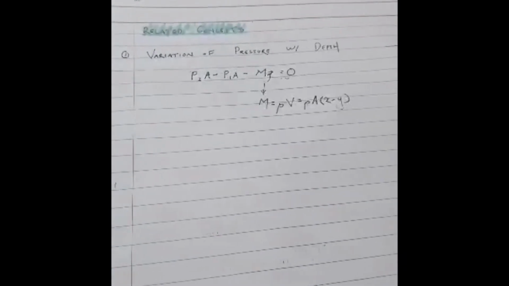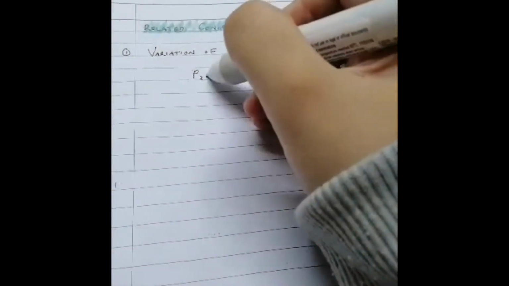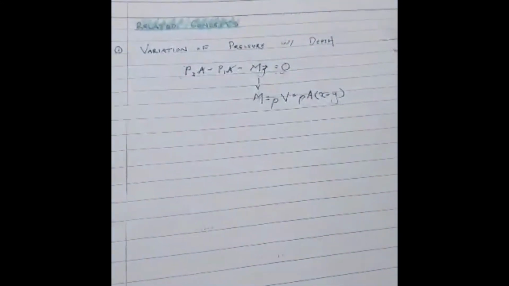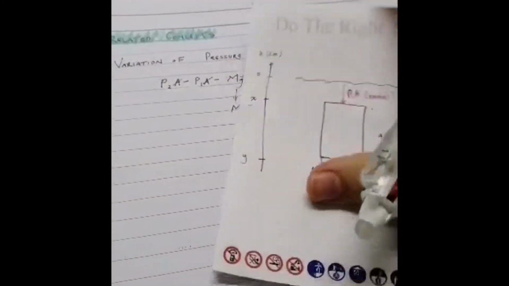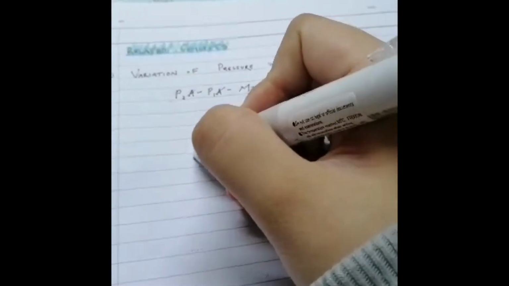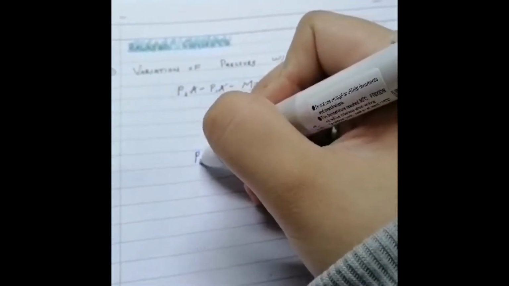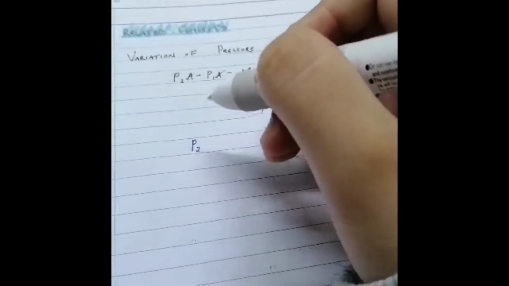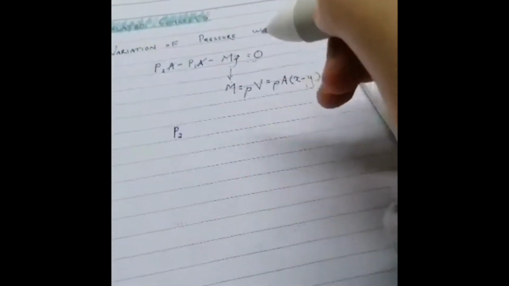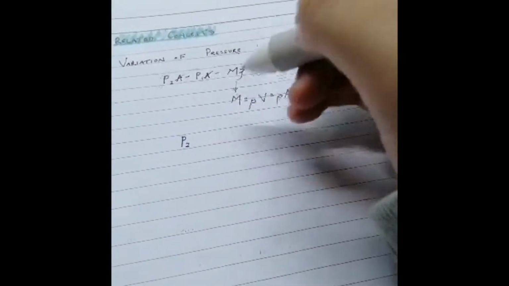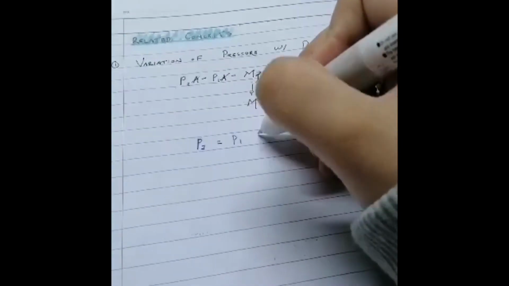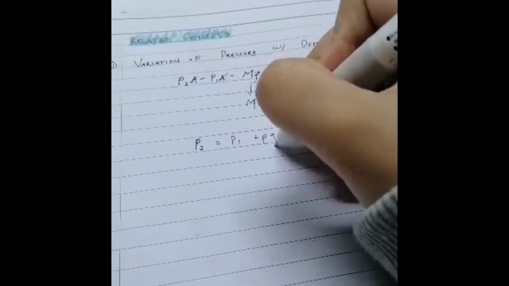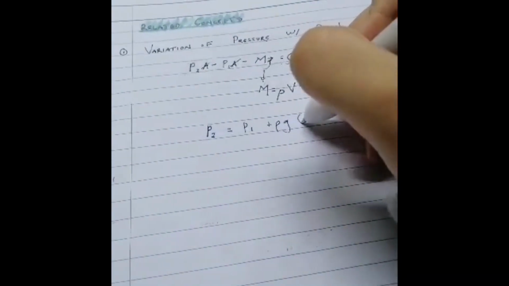Thus, cancelling the area, and reshuffling the equation to obtain the upward force, we will get the upward pressure P2 is equal to P1 plus rho G times (x minus y).